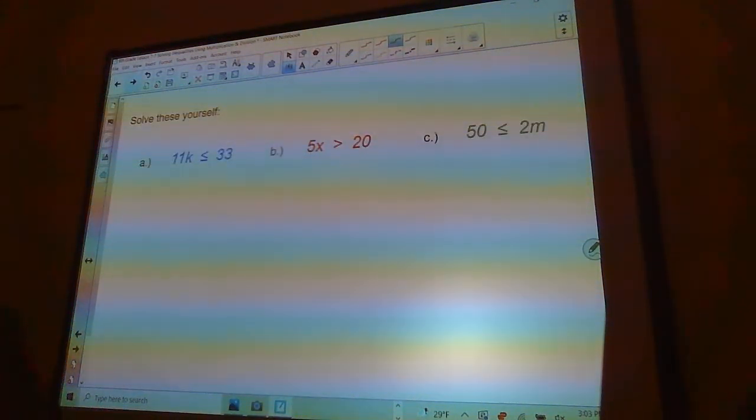So solve these yourself. There are 3 problems. Go ahead and pause the video and do these, and then jump back on here and see how you did.